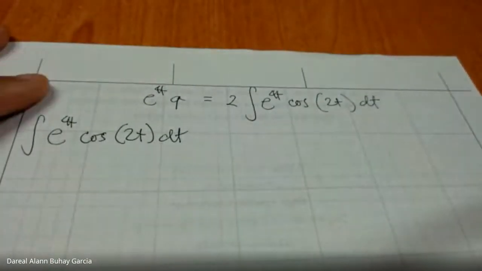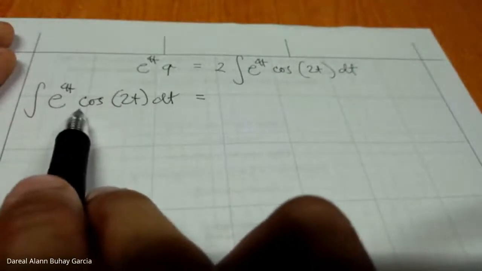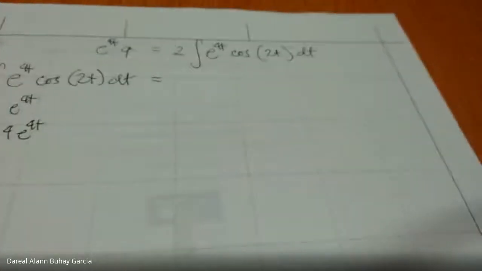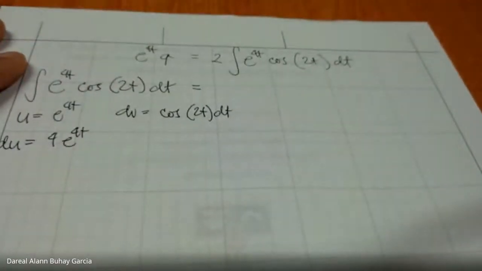So this is the integral of e to the 4t cosine 2t dt. Using integration by parts, let this be our u and let this be our dv. u is e to the 4t, du is 4 e to the 4t dt. dv is equal to cosine 2t dt, and v is equal to sine 2t over 2. Is that right?